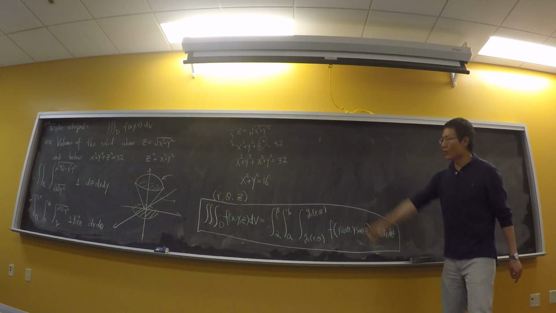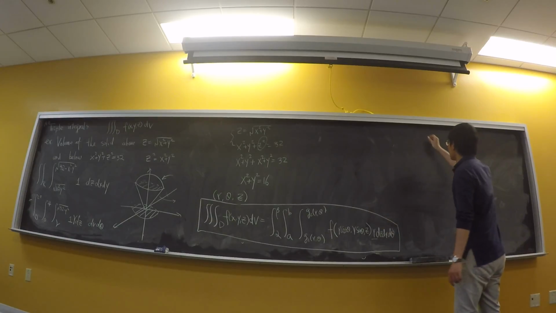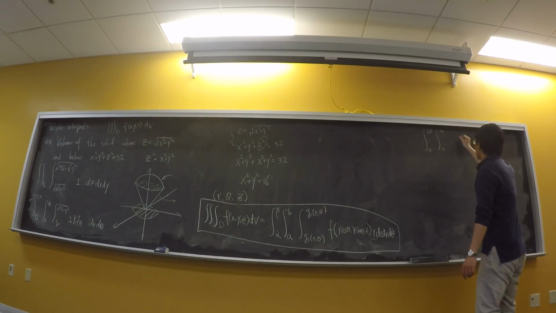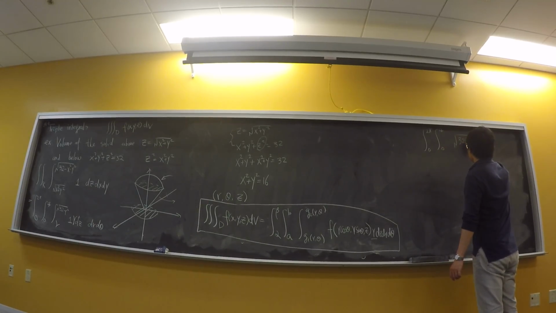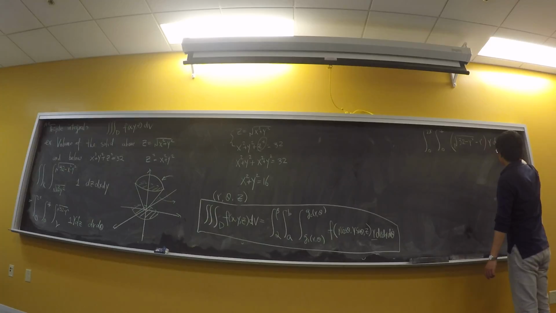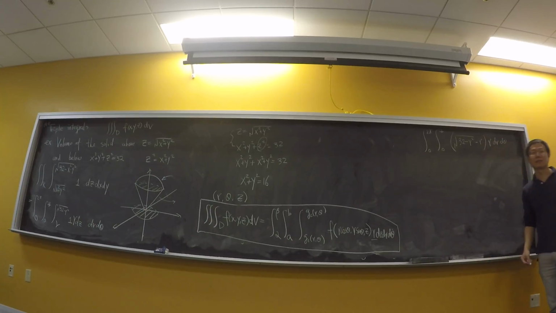Now, what is left is over there. I wanted to finish my evaluation. So it's from 0 to 2 pi, from 0 to 4. So I'm getting the square root of 32 minus r squared, minus r, multiplied by r dr d theta. Okay, so this is what we have.